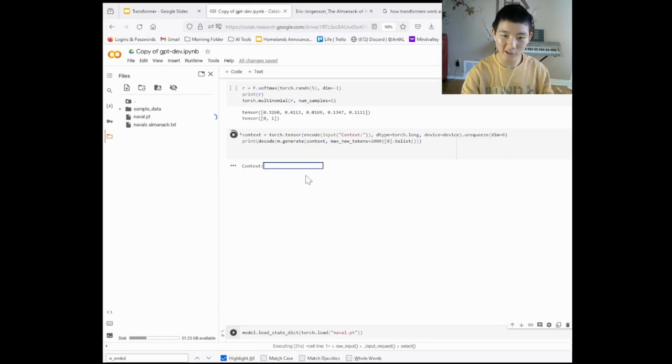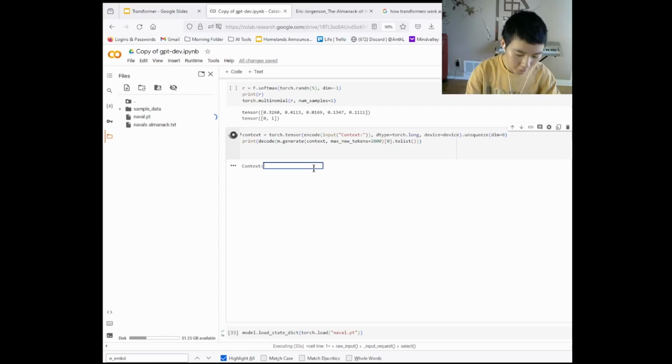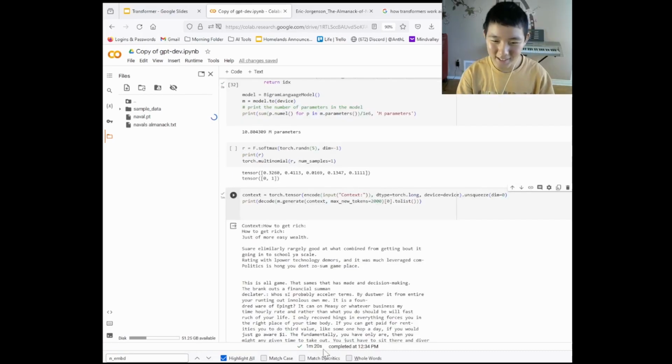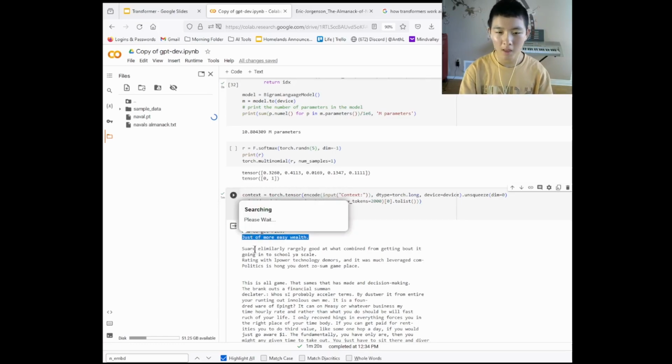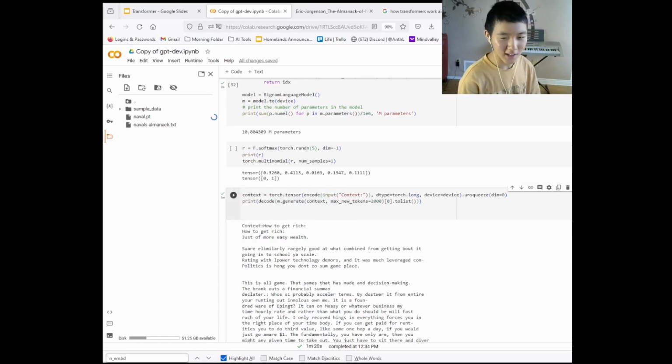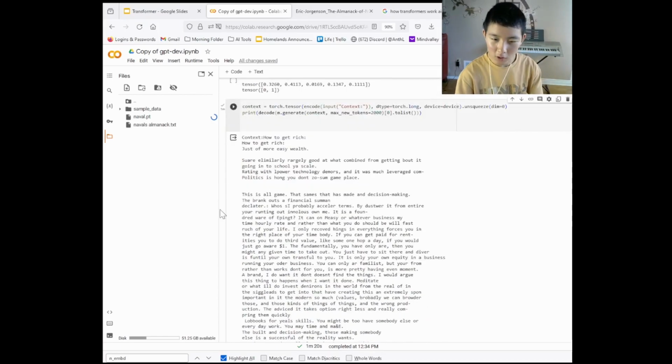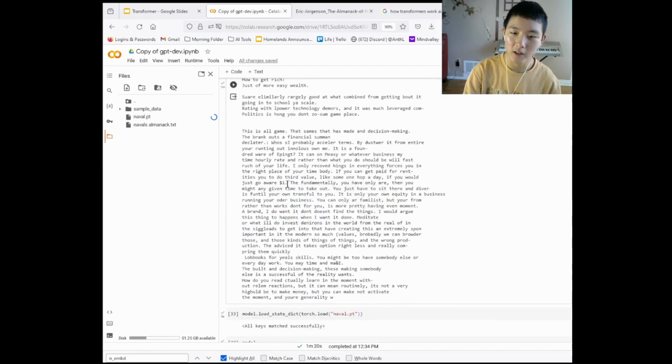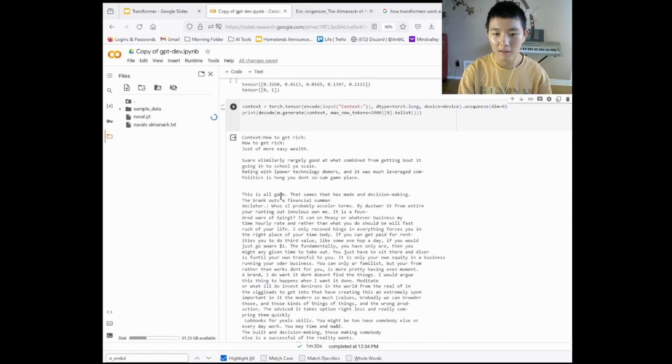This is gonna be the starting context that it'll keep predicting off of. So I'm gonna write how to get rich. And this is what the model outputted. So I wrote out here how to get rich, and it continued just of more easy wealth. Now, right now, it's not exactly accurate because I didn't train it for long. So you can sort of understand it, and you can sort of not understand it. But yeah, although of course, with enough time and more compute power, it'd be able to train and generate much better text.